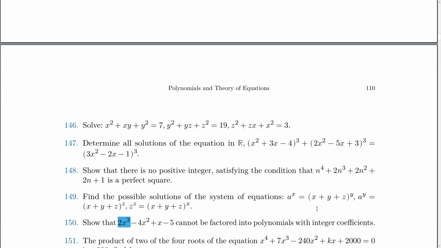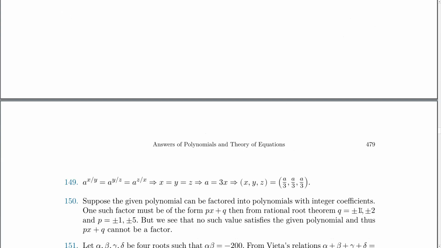Then from the rational root theorem, we have q is equal to ±1 and ±2, and p is equal to ±1 and ±5. But we see that no such value satisfies the given polynomial, and thus px + q cannot be a factor. So you need to understand the rational root theorem, how we arrived at these values.